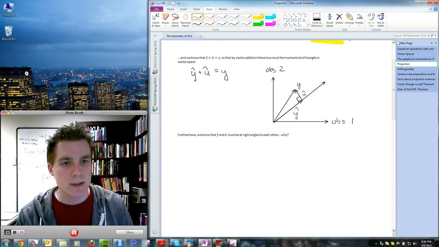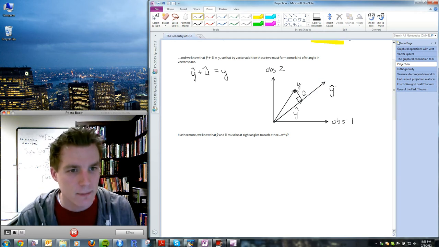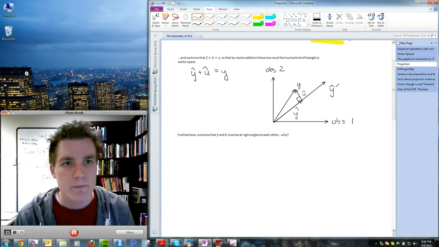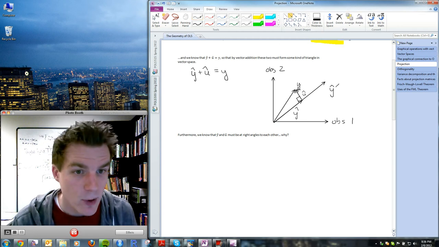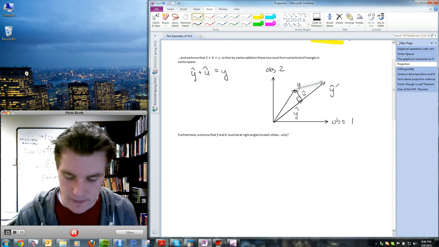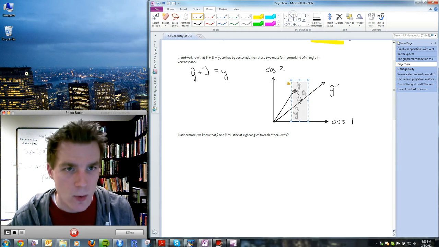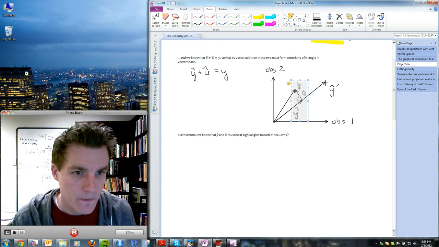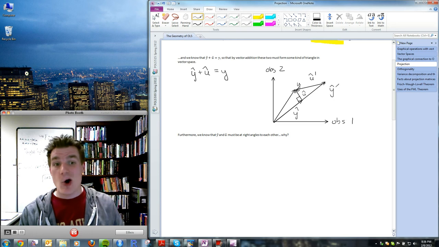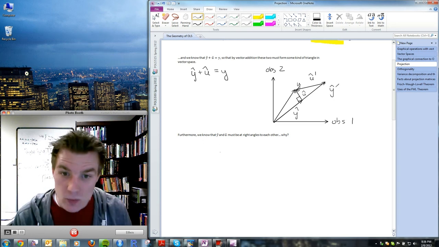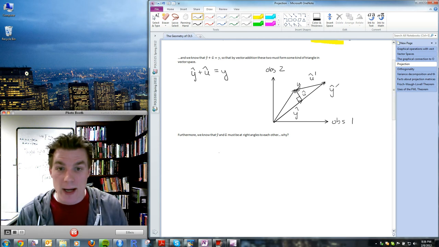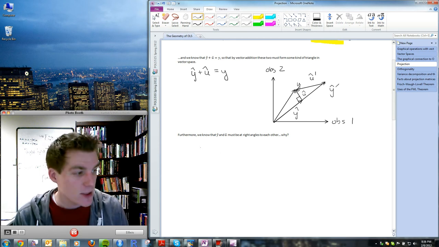Something crazy, right? So I'm going to call this y hat prime, something bad. That would imply that for u hat prime to add up to y, we would need u hat prime to be this, and you can see that's really, really long. So in essence, y hat and u hat need to be at right angles to each other.